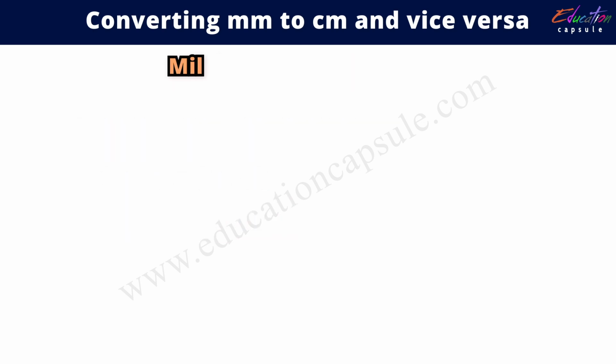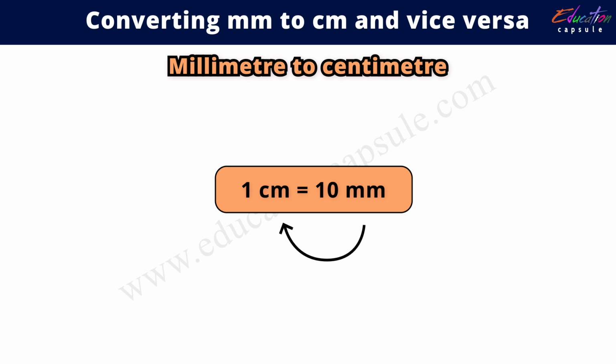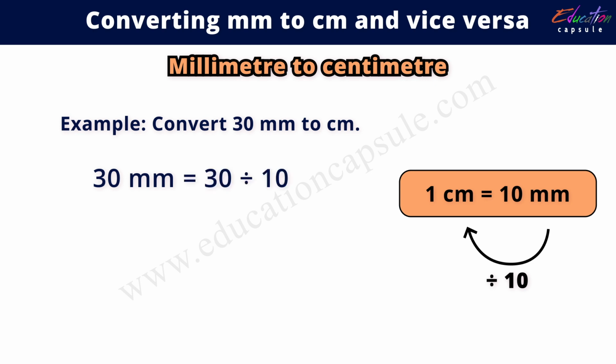Next is converting millimeters to centimeters. Now to convert millimeters to centimeters, we divide by 10. For example, if we have to convert 30 millimeters to centimeters, we'll divide 30 millimeters by 10. So 30 millimeters is equal to 30 divided by 10 centimeters, which is equal to 3 centimeters.